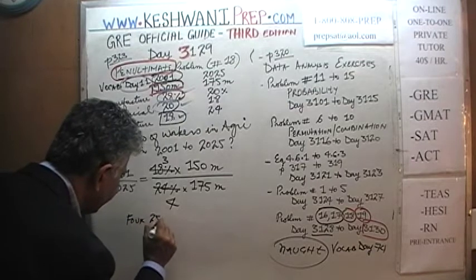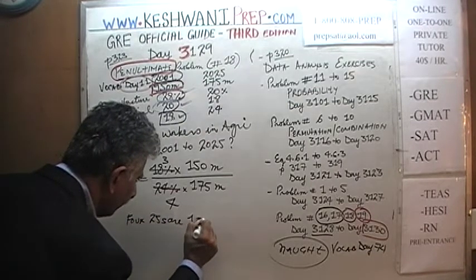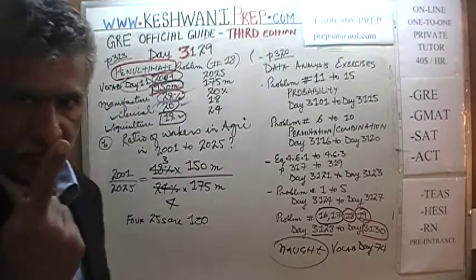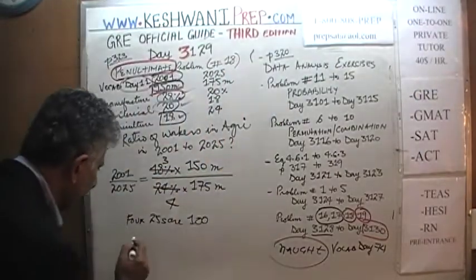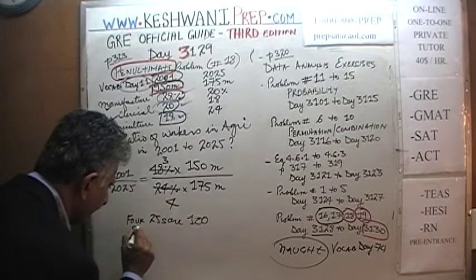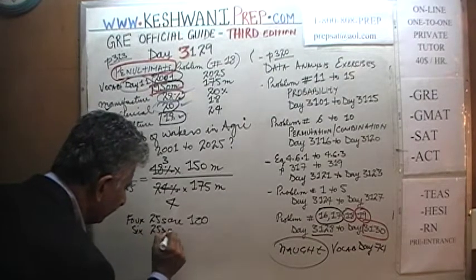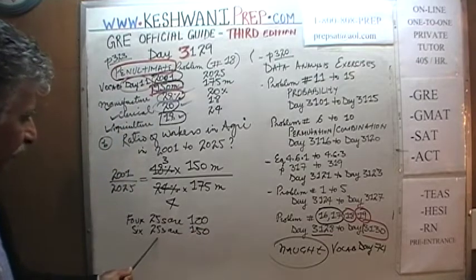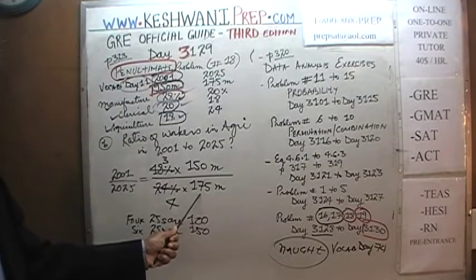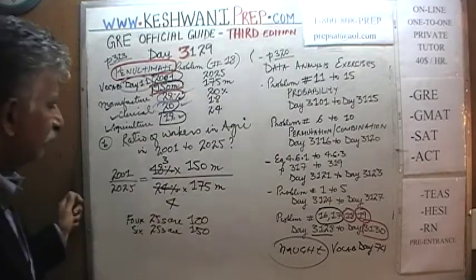And we know that 4 25s are 100, of course. If I have 1 25, 2 25, 3 25, 4 25s are 100. And if we have 2 more 25s, 6 25s, we know, are 150. 6 25s are 150. 7 25s are 175. So let's divide top and bottom by 25.